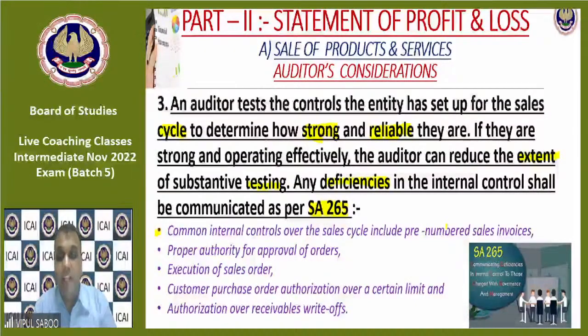Common internal controls over sales cycle include pre-numbered sales invoices. There should be pre-numbered sale invoices. Usually they get the sales invoice book printed now in their software so that they cannot alter the invoices as per their choice. Proper authority for approval of orders, execution of sales orders, customer purchase order authorization over certain limit, and authorization over receivable write-offs. Receivable write-offs means bad debts. Who has that authority to claim, yes, now we are not going to receive money, the money is lost here. Claim it as bad debt, writing off the receivables. So we have to check the strength of these controls. Okay.